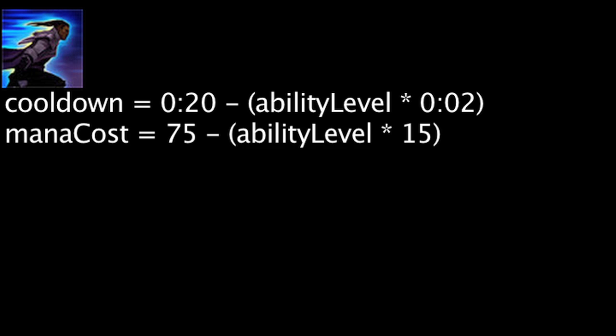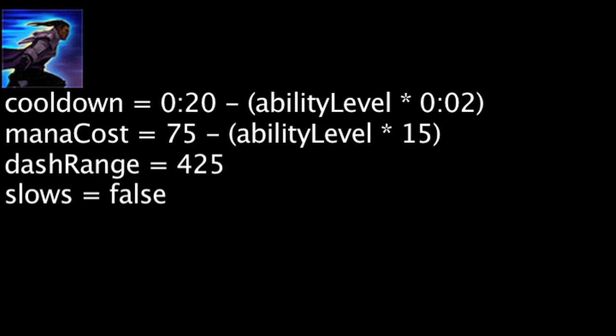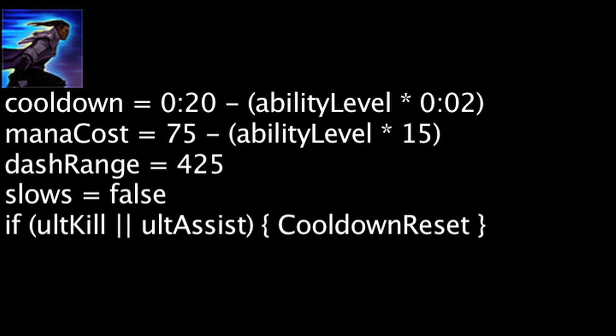Relentless Pursuit has a cooldown equal to 20 minus the ability's current level times 2. It will also cost mana equal to 75 minus the ability's current level times 15. When cast, Lucian will dash 425 units and remove all active slows. The cooldown of this ability will be reset if Lucian gets a kill or an assist when using his ultimate ability.